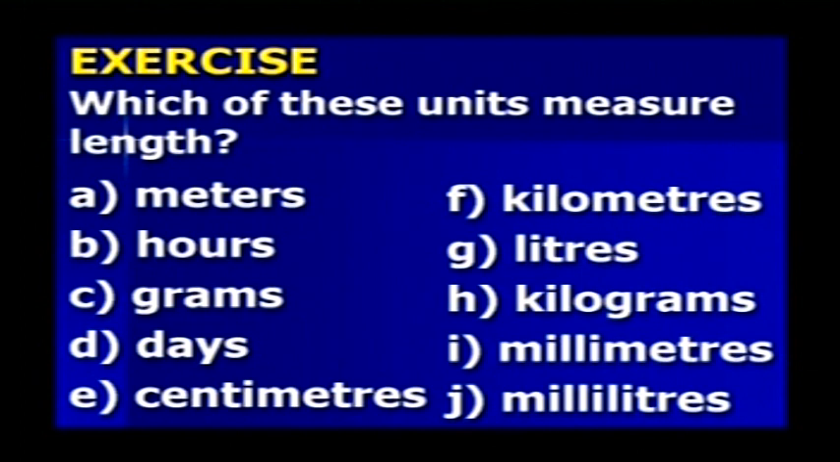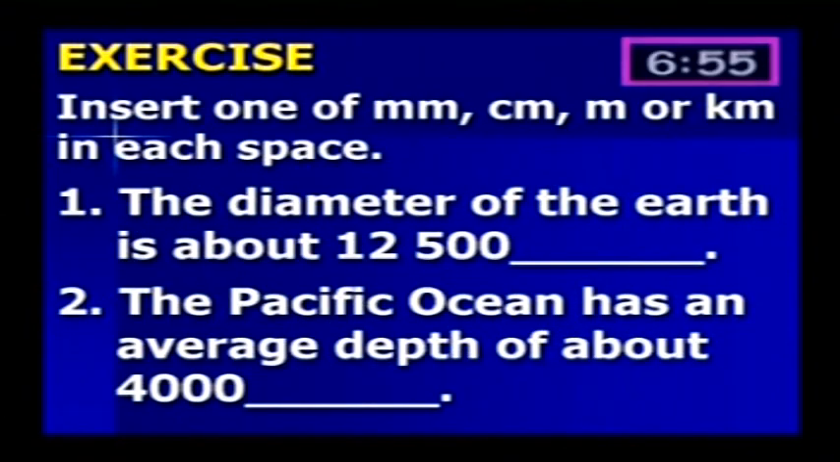So you should have circled, receiving students and 7Es, A, E, F, and I. Okay, good. Now, class, the next exercise, receiving students, this time you are going to insert one of millimeters, centimeters, meters, or kilometers in each space. Or, in other words, you are going to choose the appropriate units to complete each sentence. Okay?